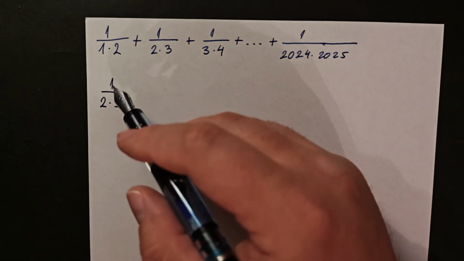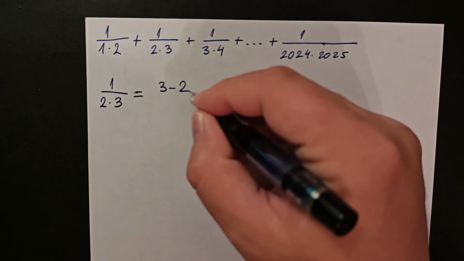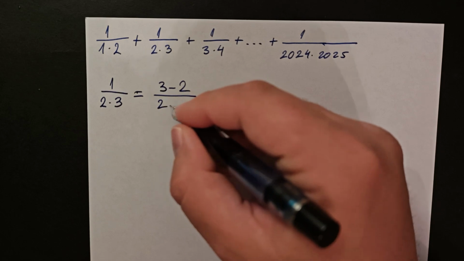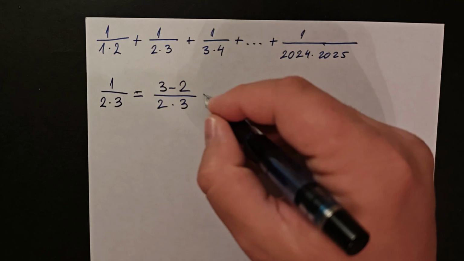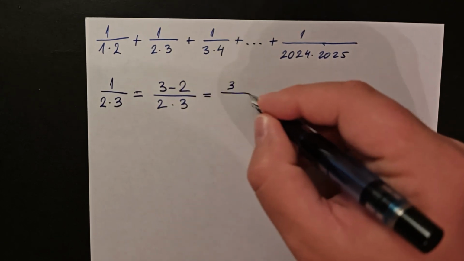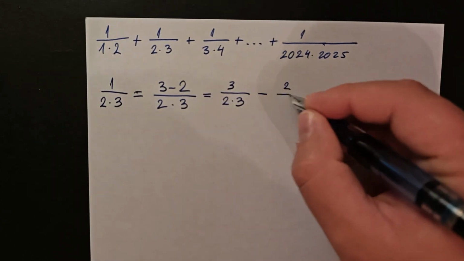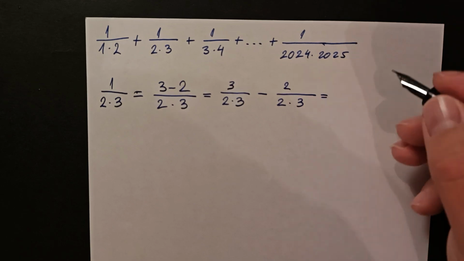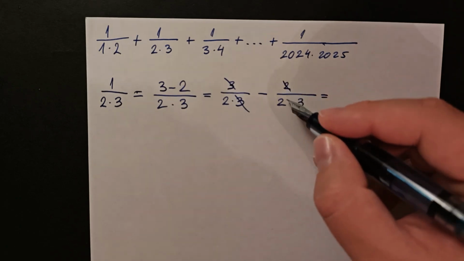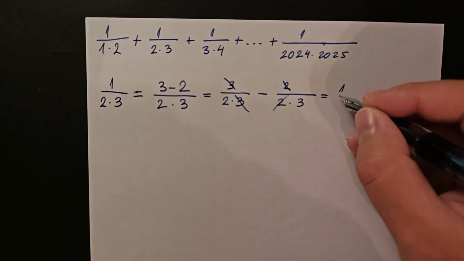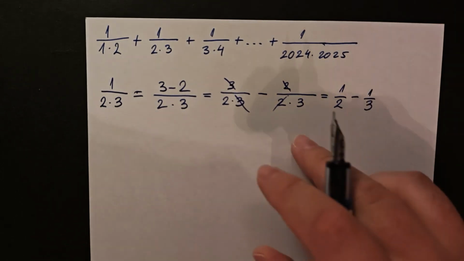As you can see, this number 1 from this fraction can be written as 3 minus 2, because we already have 2 and 3 figuring in the denominator of that fraction. Now you can transform this fraction into 3 divided by 2 multiplied by 3, minus another fraction, 2 divided by 2 multiplied by 3. And at this point you see that you can cancel out 3 and 3, and 2 and 2, and you are left with 1/2 from the first fraction minus 1/3 from the second fraction.